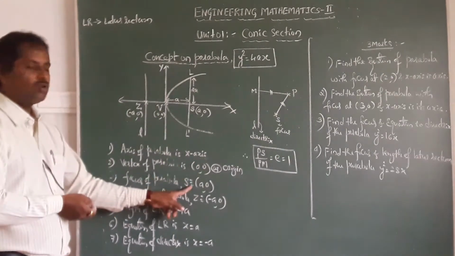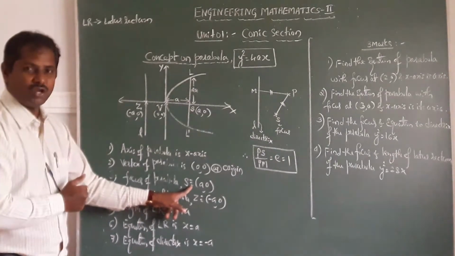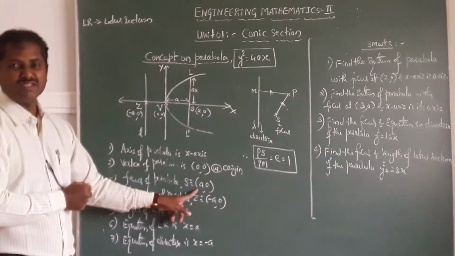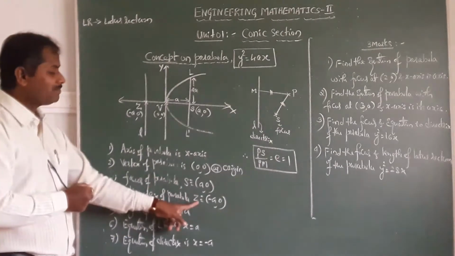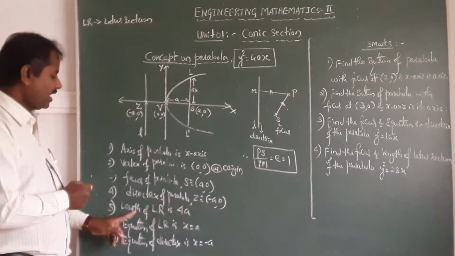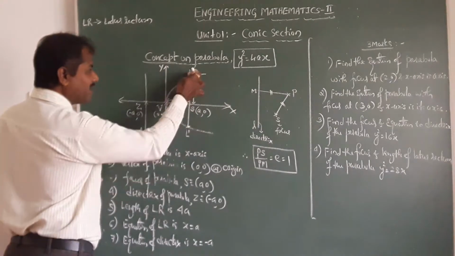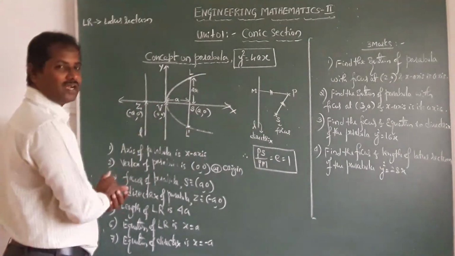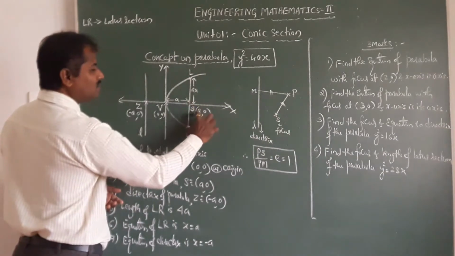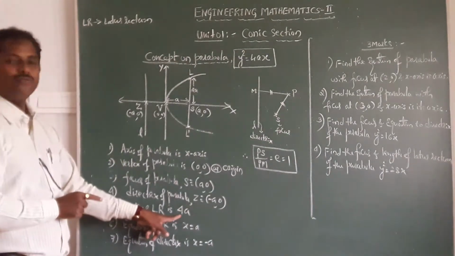The focus of the parabola, remember, this is a very important point under this conic section, that is parabola. The focus of the parabola is S is equal to a, 0. And the directrix of the parabola is Z is equal to minus a, 0. And what about the length of latus rectum? Here this line L dash is called the length of latus rectum. Here this length is equal to 2a and this length is also equal to 2a. Therefore the total length of latus rectum of the parabola is 4a.